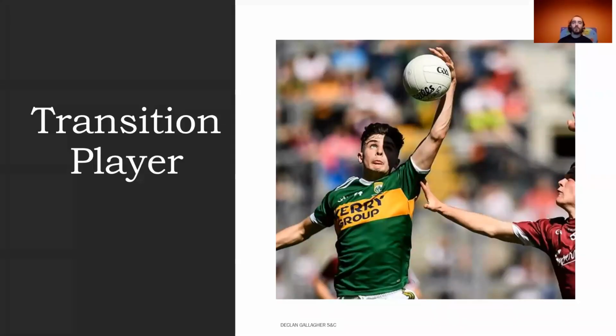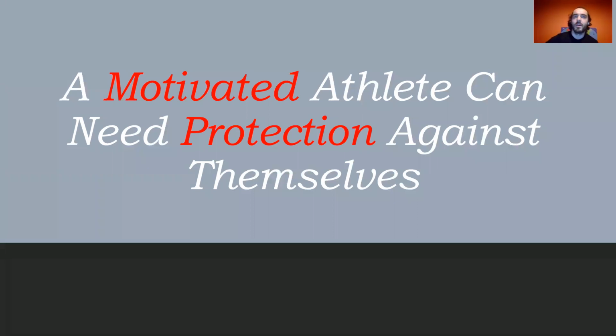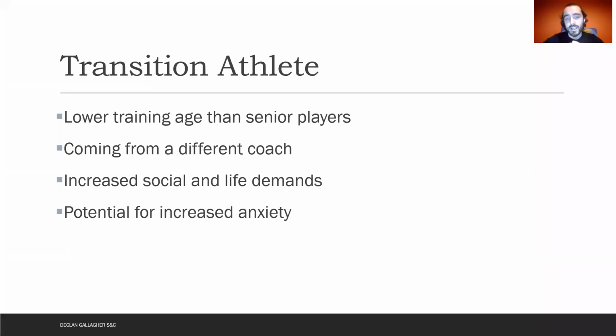Okay, so the transition player, this is a subgroup I wanted to touch on. I think they often get neglected and they kind of fall down the rabbit hole a little bit. A transition player might be a 17, 18-year-old, so they're just coming out of youth and going on to senior level. Often we see a lot of injuries at this stage. It's quite a vulnerable age because they're highly motivated, well, some are, within a team setting. So they're a motivated athlete, but they're vulnerable from the sense that their training age is lower than the senior players.